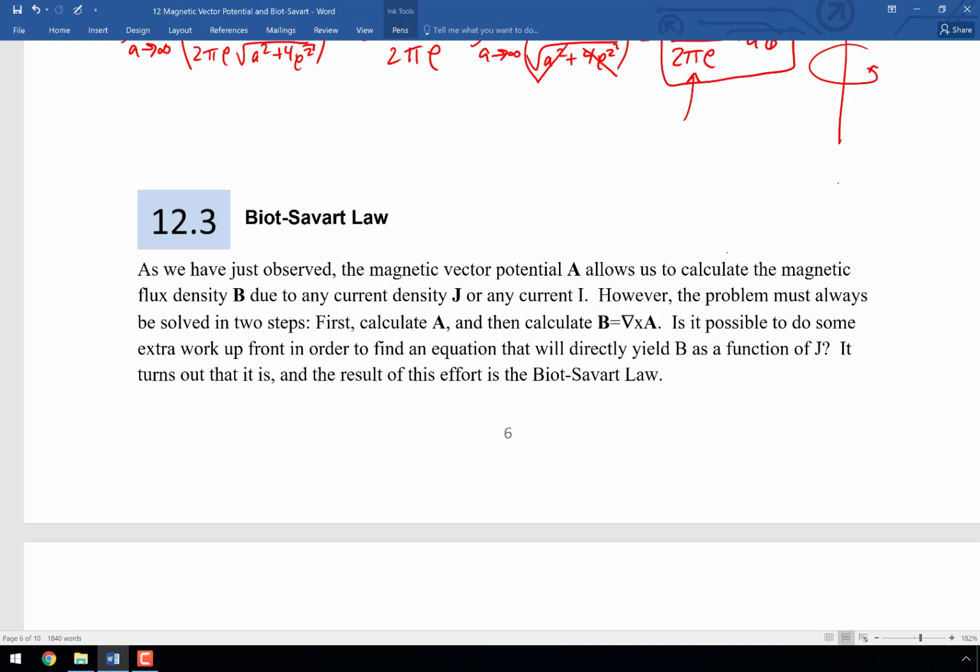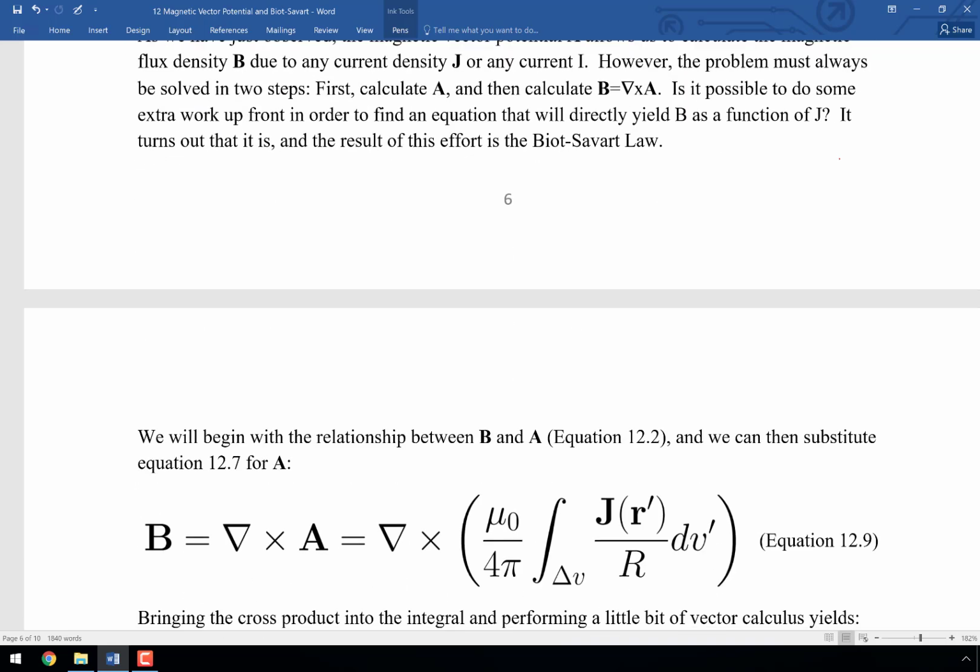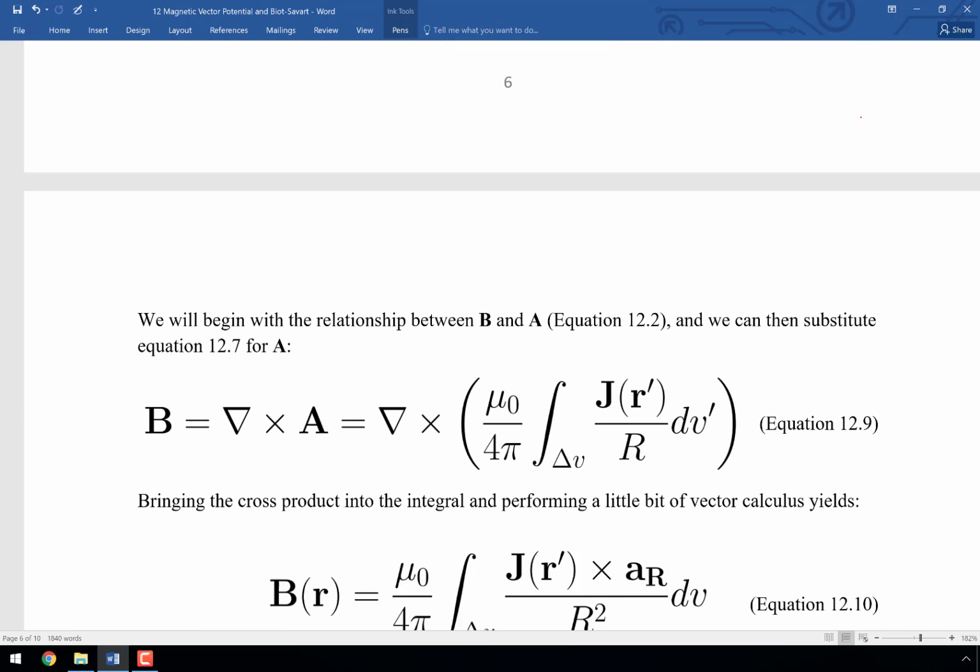Remember that we had to calculate A, then we had to take the curl of A to find B. We'd like to break that into just one problem, into just one calculation, and that's going to be what the Biot-Savart law does for us. So Biot-Savart is going to combine these two steps together into just one step, and that's going to allow us to solve the problem not instantly, but in one step.